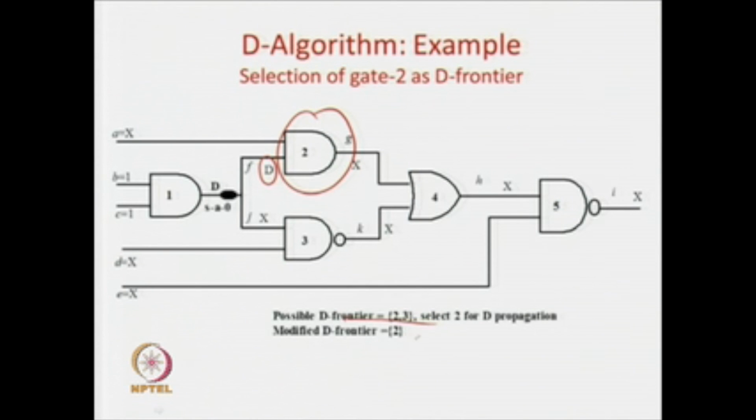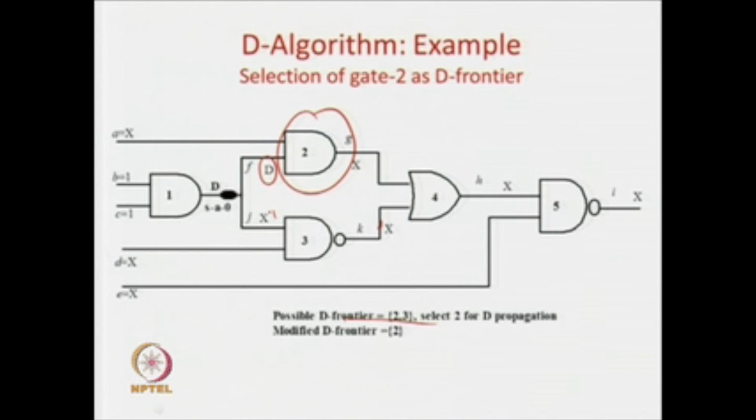So, the modified D frontier is only this gate, and 3 we have deleted. If D had been here, by definition 3 would also have been in the D frontier, because one of the inputs is D and the output is not known. The D frontier says that one of the inputs is D or D prime and the output is X, which means there is a chance of propagating the fault effect to this gate. So, if I write a D over here, 3 should also be part of the D frontier, but the test engineer has decided to propagate the fault only from this one.